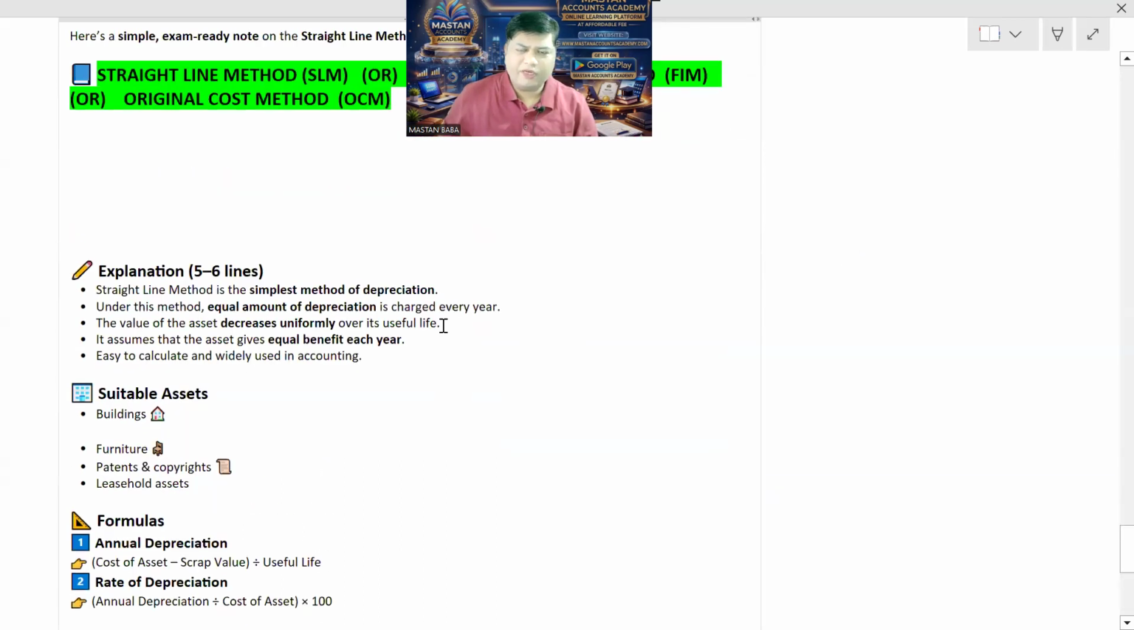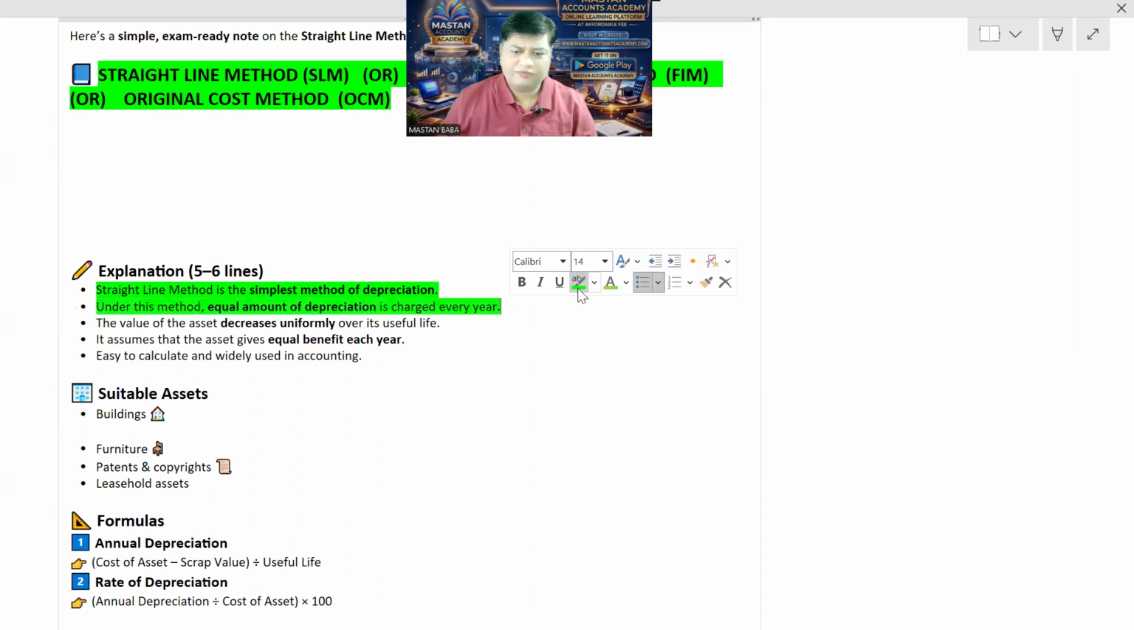And what are the important points about the straight line method? Number one, the straight line method is the simplest method of depreciation. Every year uniformly we'll calculate the depreciation, and it's a fixed amount. For full year, if it is 1 lakh for the first year, the same will be continued for second year, third year, and fourth year, and so on. Under this method, equal amount of depreciation is charged every year.